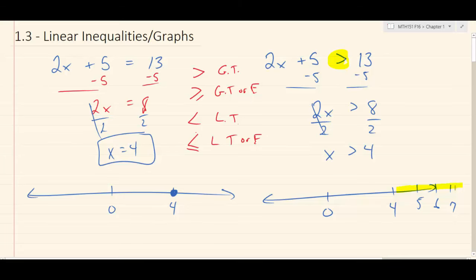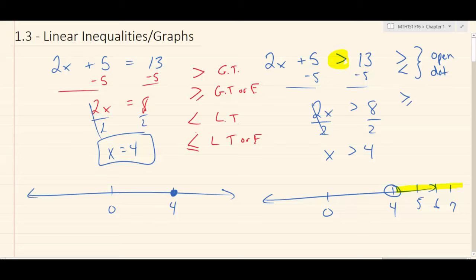But what about 4 itself? Is 4 part of the solution? No, 4 is not part of the solution because 4 is not greater than 4, it's equal to 4. Because of that, we can't fill in the 4 with a solid dot. We have to use something called an open dot. If you have greater than or less than, when it comes to the graph, you use an open dot.